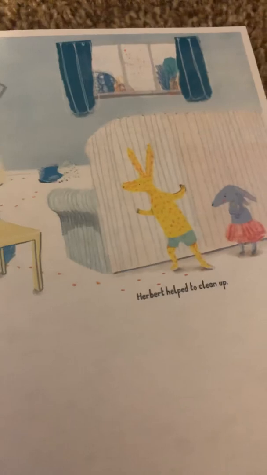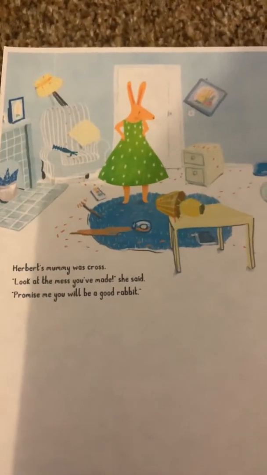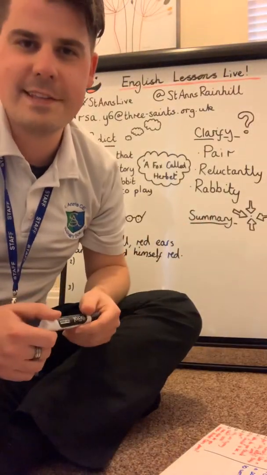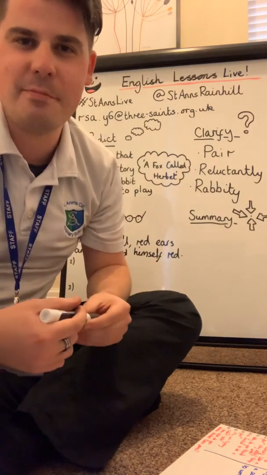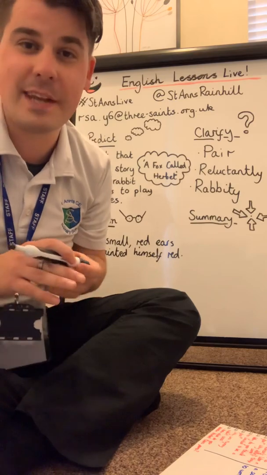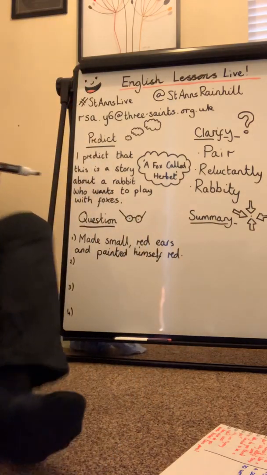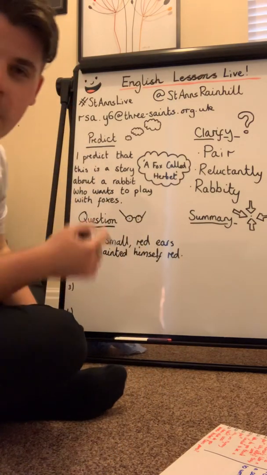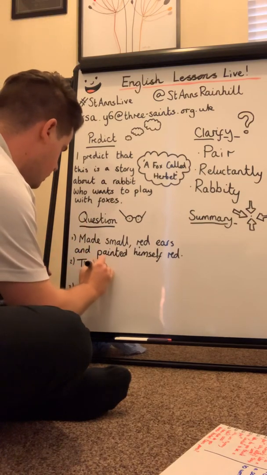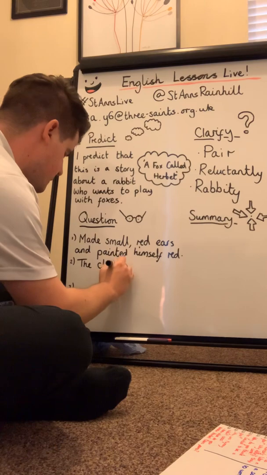Right. So why was Mummy Rabbit cross? Well, she was cross because Herbert had made lots of mess, or the children had made mess. The mess was the red paint everywhere, wasn't it? But we probably don't need to say that. Why was Mummy Rabbit cross? We can write that for number 2. The children had made lots of mess.